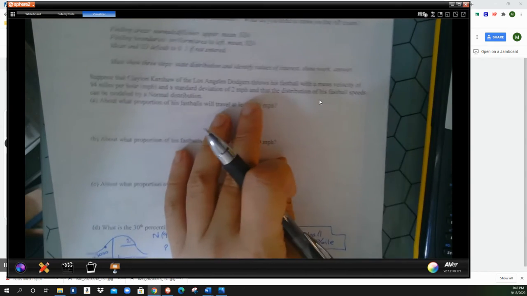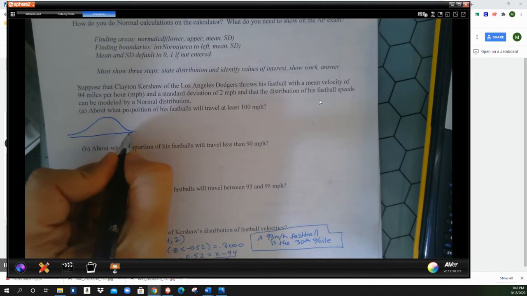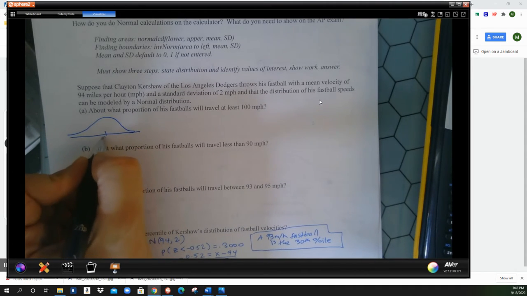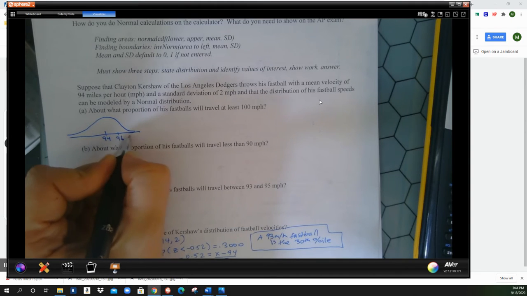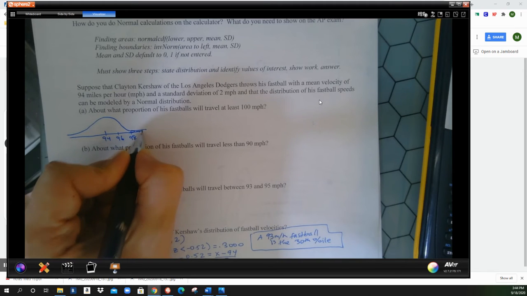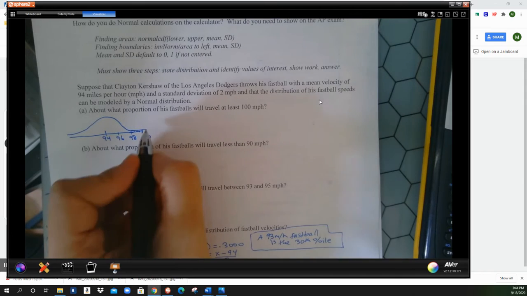So at least 100 miles an hour. So I am sketching the normal curve. I've got a 94 in the middle. I'm adding 2. I'm not actually going to make it to 100, but this might be a time to use the calculator when you feel like the table is not going to be super helpful or super precise. So at least 100 is like a tiny amount.